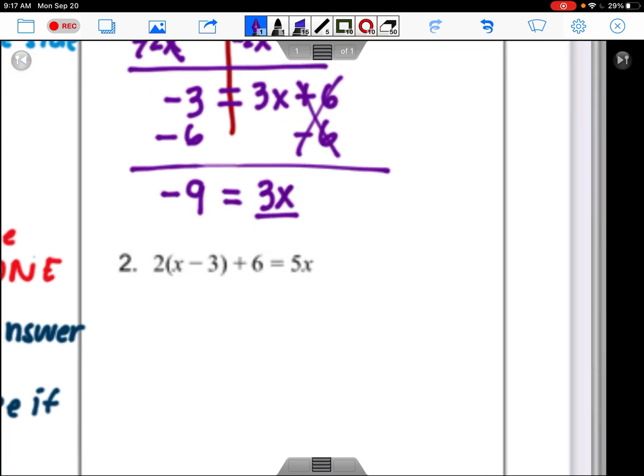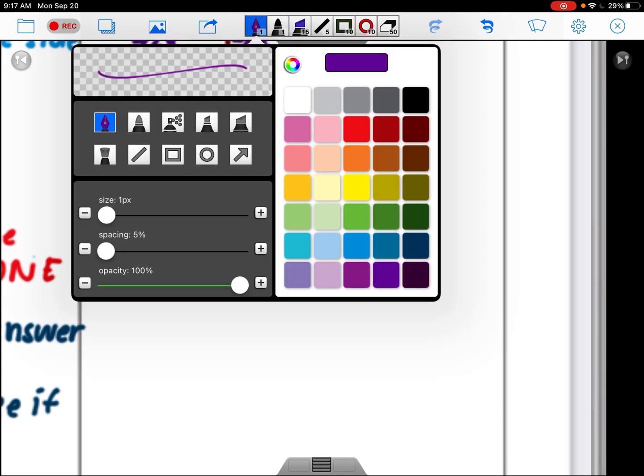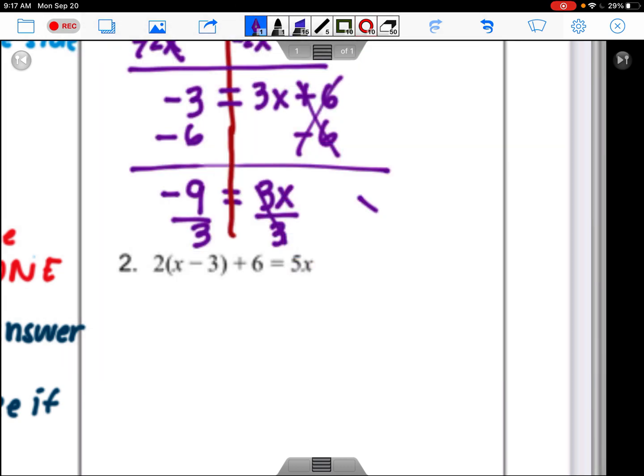Well, we divide by 3. This is multiplication. So we have to divide to cross that equal sign. I'm gonna bring this line down just because I've been doing it like this whole time. So negative 9 divided by 3 is negative 3. So x is negative 3. That's your final answer here.